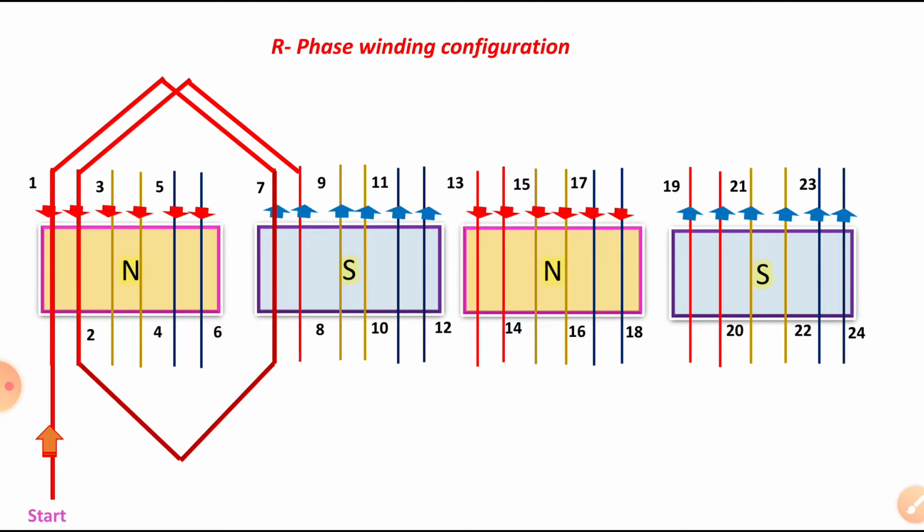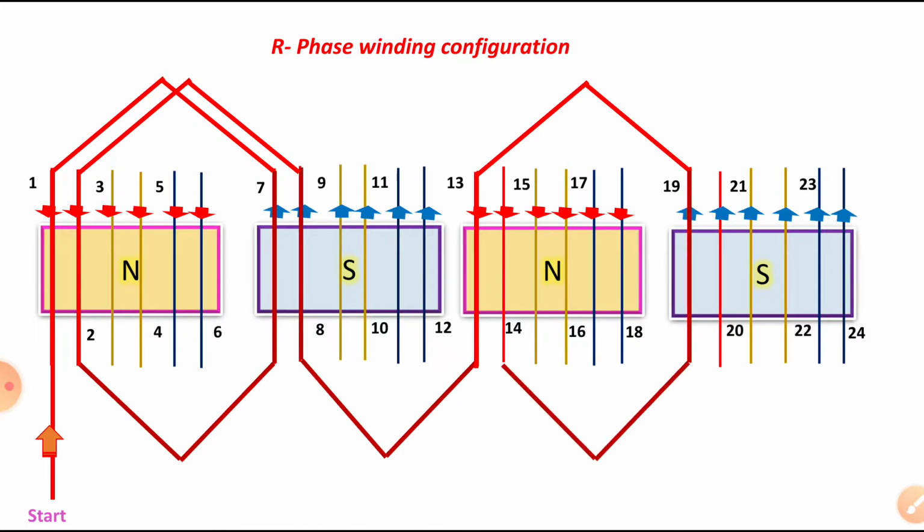8th should be connected to this one, under one pole is over. Next is connected to the another pole, south pole. So it is connected to the under 13th. 13th is connected to the 19th. 19th is connected to the 14th. 14th is connected to the 20th. So 20th is the finishing conductor. This ends the R phase.